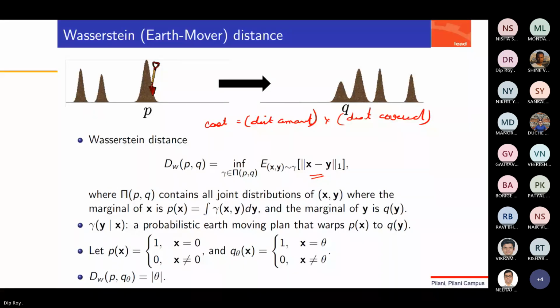Now, obviously this is nothing but the Wasserstein distance. The first component of the formula is essentially infimum of rho belongs to pi p and q, and then you have an expectation of xy from rho, and then you have x minus y. Now let me go into each of these particular components of the expression and try to explain.